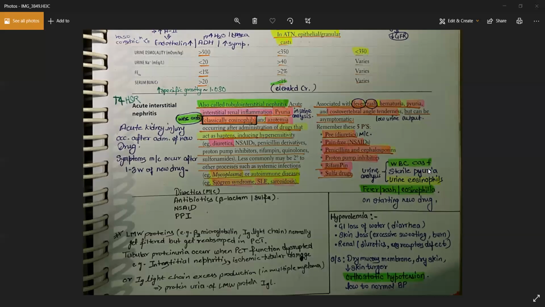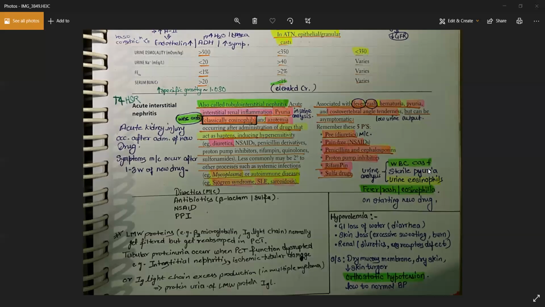Okay, so hematuria and pyuria will be there. That means you will have WBCs in your urine. Costovertebral angle tenderness, or flank pain, can also be seen. So a patient has a fever, rash, hematuria, pyuria, and costovertebral angle tenderness, and all of that happened after a drug use.